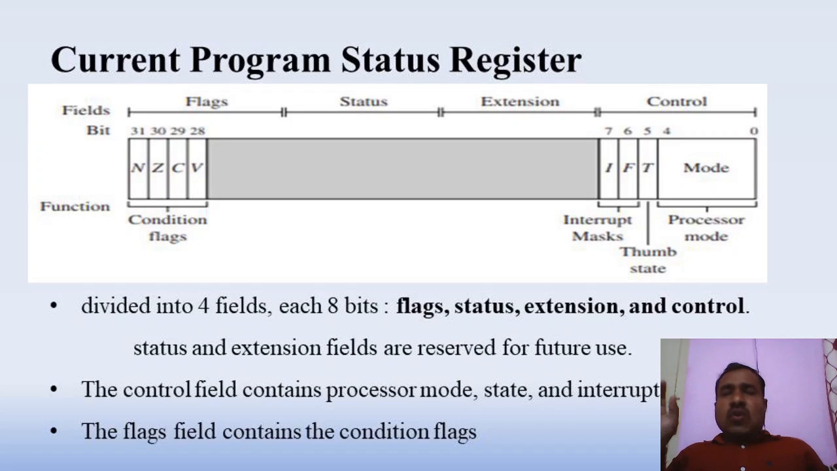The control field has got processor modes, processor states, that is ARM state or thumb state, and interrupt mask bits, that is the I and F bits. The flags field contains conditional flags like negative, zero, carry, and overflow, the NZCV flags. These flags are generated by the data processing instructions.